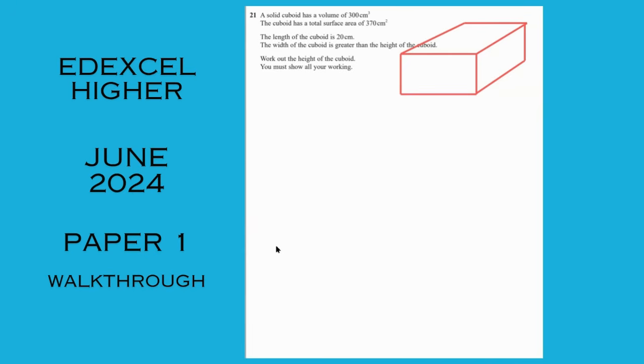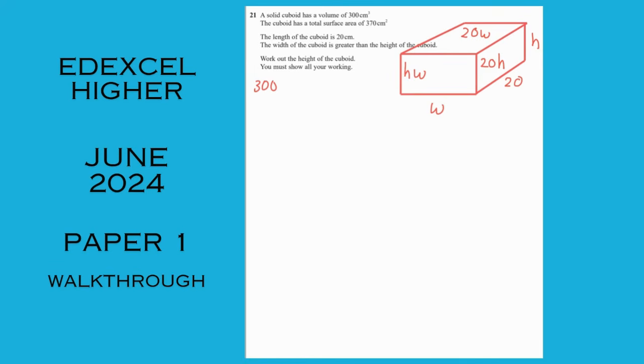So for number 21, not a fan of shape and space questions where there isn't a diagram, so draw a quick one. Doesn't have to be any good. And you can start filling in some information. Stick on the length of 20, stick on the H and W, and you can start filling in that the front will have an area of WH in any order, the right hand side 20H, and the top of 20W.